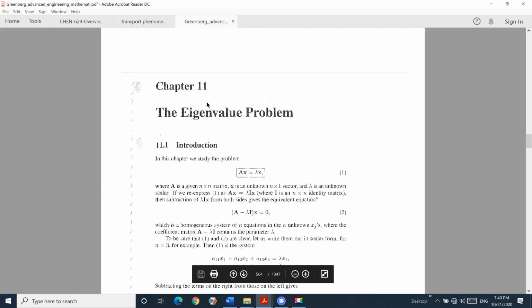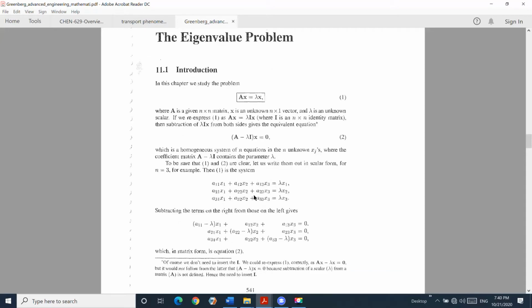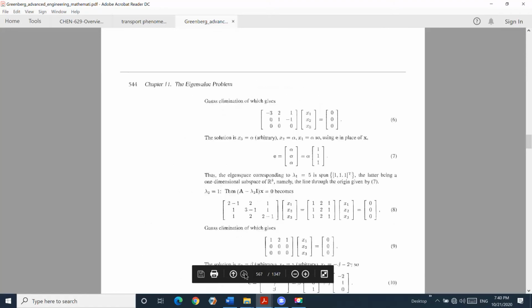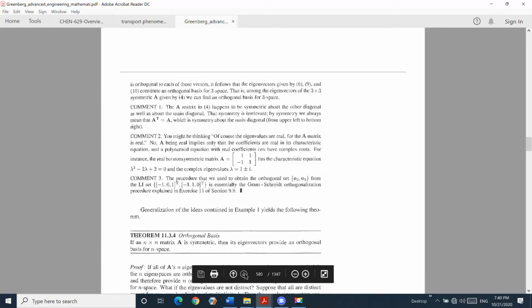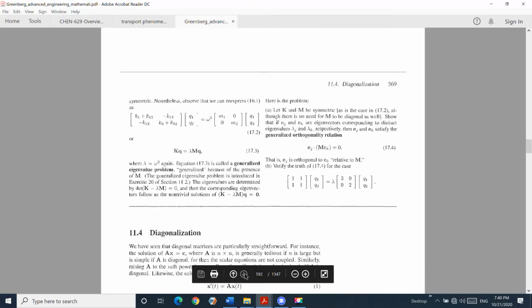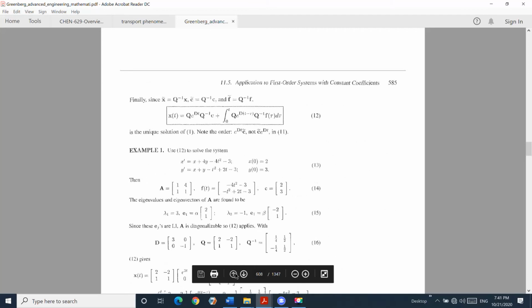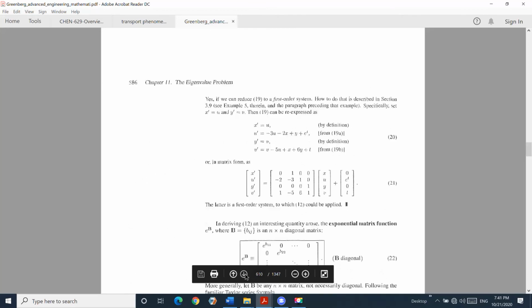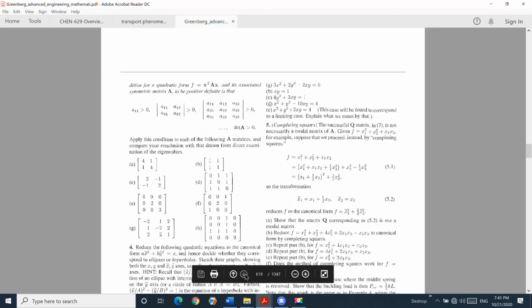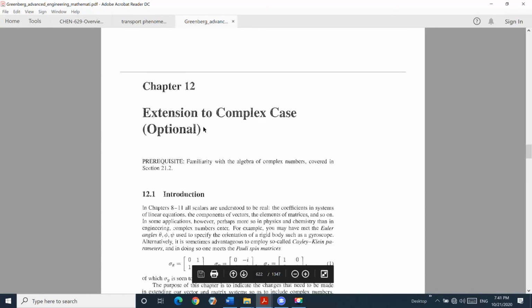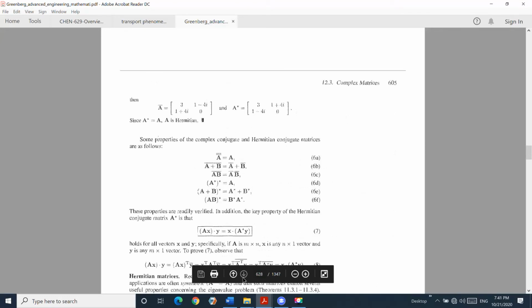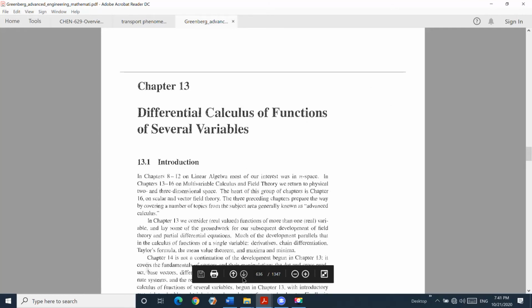Chapter 11 gives you the concept of the eigenvalue problem. What is the eigenvalue and what are the solutions of eigenvalues? You can find the solution method here, in chapter 11. Chapter 12 is the extension to the complex case and is optional. I just skip this chapter and go to chapter 13.